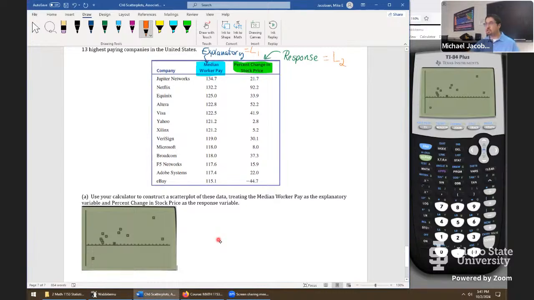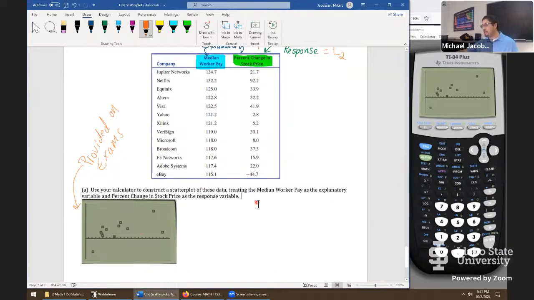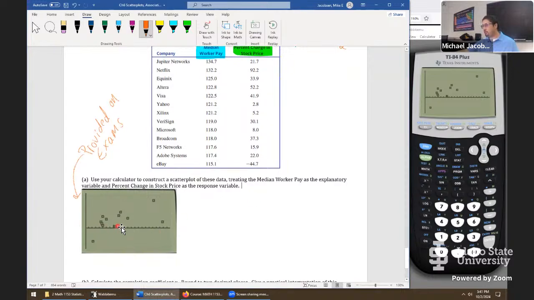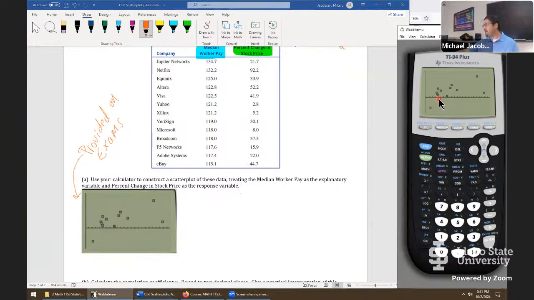Okay, so just as a really quick reminder on the notes, this is provided on exams. It probably won't be a screenshot like this. It'll probably be a different program, but you'll see essentially a scatter plot to work with and visualize. Looking at this, we have a horizontal line segment and something that looks like it's on a negative value. We want to investigate that further on the calculator.